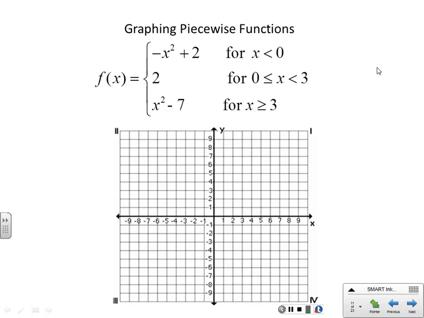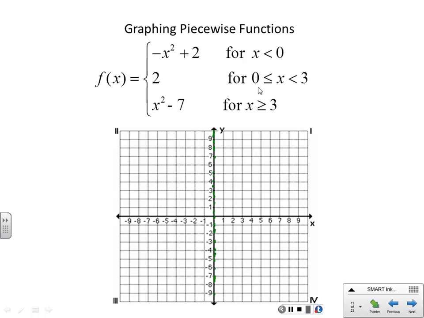Well, what I would like for you to do is take your graph and divide it up into however many domains you have. For example, we have 3 functions and 3 domains. So I'm going to take this coordinate plane and divide it into these 3 domains. The first graph is only good when x is less than 0. So I'm just going to draw an imaginary line for x less than 0. That would be your y-axis.